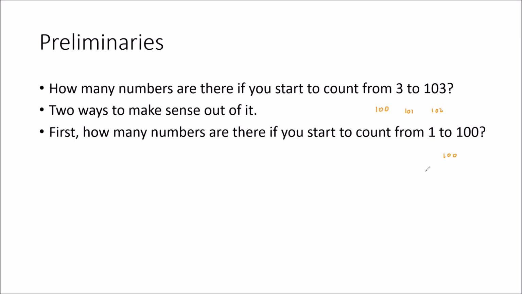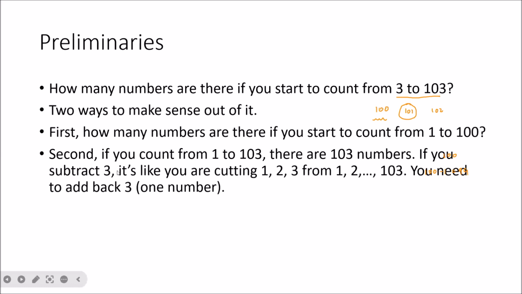But then you notice that 100 minus 1 is actually 99. That's how people normally get 100 here, because 103 minus 3. But go back to 1 to 100. 100 minus 1 is 99, but there are 100 numbers. So you need to add 1 back to 99 and still get 100. So a similar argument would be here. If you subtract 3 from 103, you get 100, but you need to add 1 back. So the right answer should be 101.